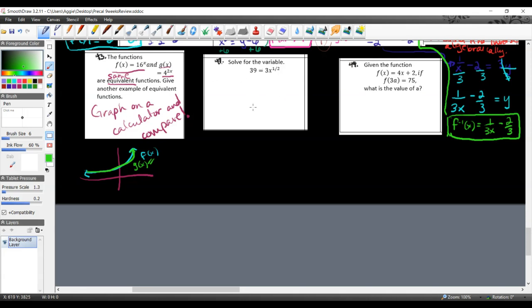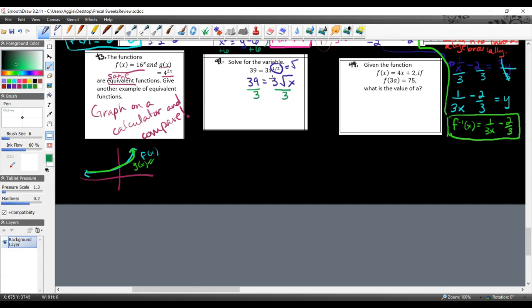Okay, one more. Actually, no, two more, I'm sorry. Let's go ahead and look at the second to last problem. So this is solve for the variable. I want you to rewrite this. 39 is equal to 3 square root of x. So 1/2 is the same as a square root. Don't forget that, okay? And we're just going to solve for x. This is more of a review problem because I don't know if you guys remember how to do this or not. So I'm just showing you just in case.